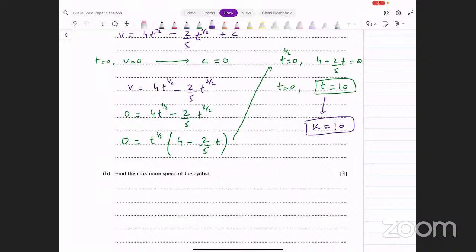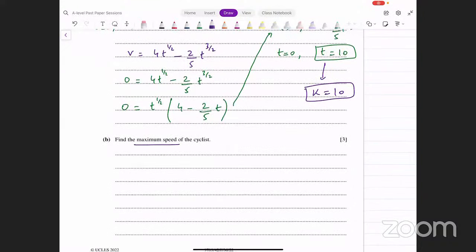Now it says find the maximum speed of the cyclist. Maximum speed of the cyclist. How do we think about that? Maximum speed. Speed ki maximum value. We already have the velocity function, remember? We know the velocity function. That's 4t raised to power 1/2 minus 2/5 t raised to power 3/2. इस velocity की हमें maximum value find करनी है.